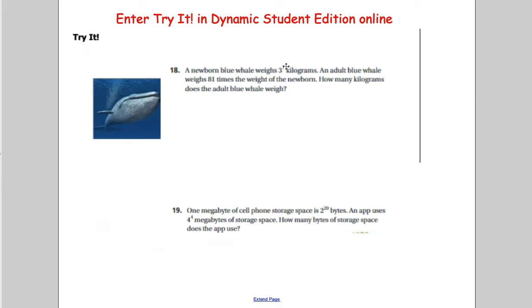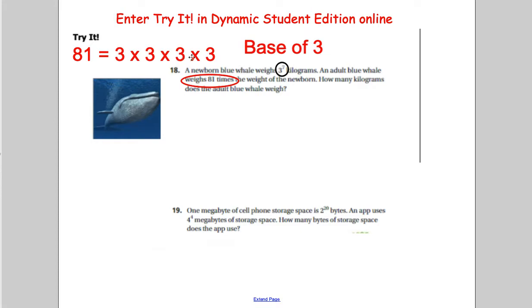Well, first of all, we have one exponent, 3 to the 7th power, and it's got a base of 3. The second part we have is the number. It says it's 81 times that number. 81 times 3 to the 7th power is the size of an adult blue whale, or the weight, I should say. So the important part is, can I turn 81 into a base of 3? And I can. 3 times 3 times 3 times 3 is 81. So now I can really rewrite this problem and use the product of powers property to literally solve it. I have 3 to the 7th, and then there's 1, 2, 3, 4 threes here. So my second base is 3 to the 4th.